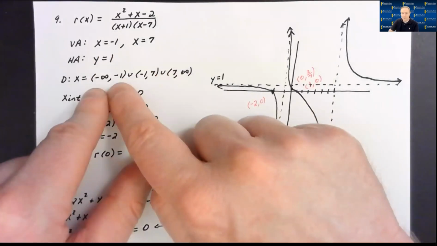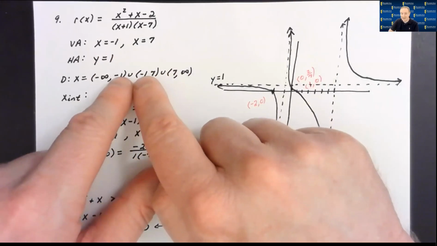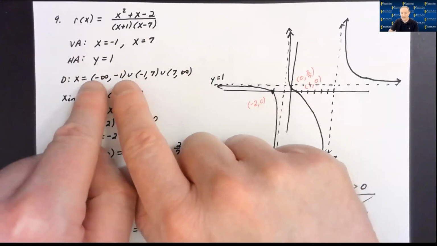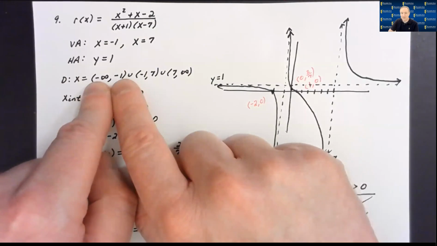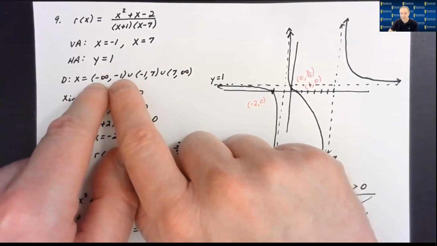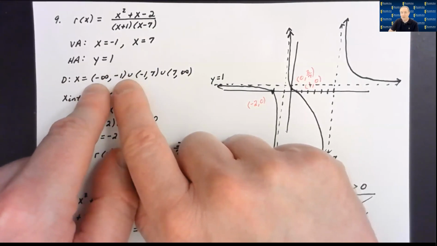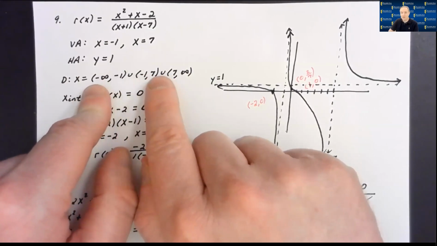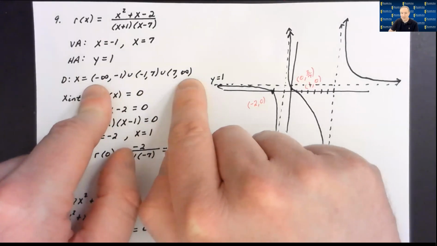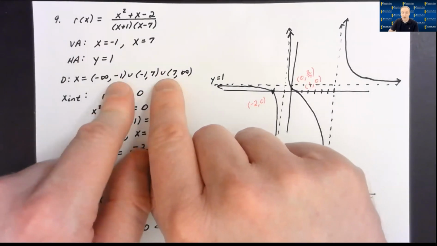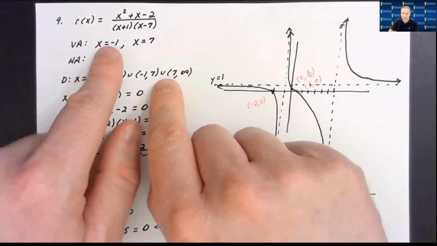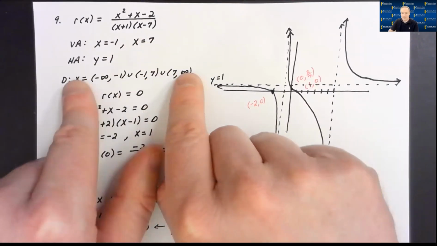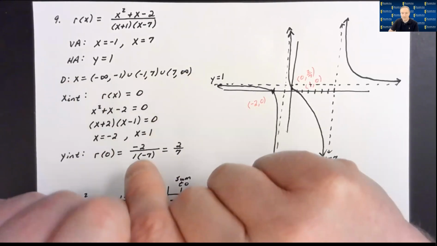It cannot equal that value, but it can take on any x value between -1 and 7. So I'd say in interval notation, x is equal to -∞ to -1, union any number between -1 and 7, union any number between 7 and infinity. This is basically all real values of x except -1 and 7, but I will require the interval notation there for that part of the domain.